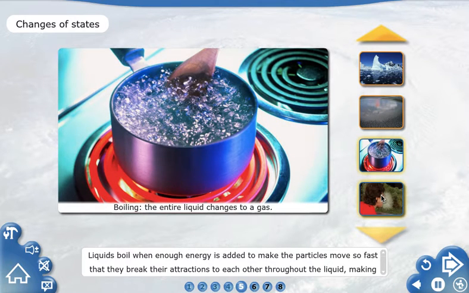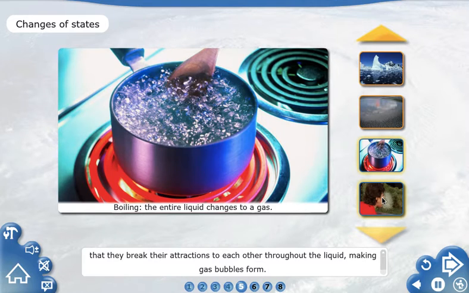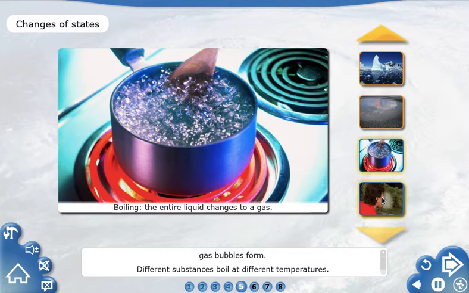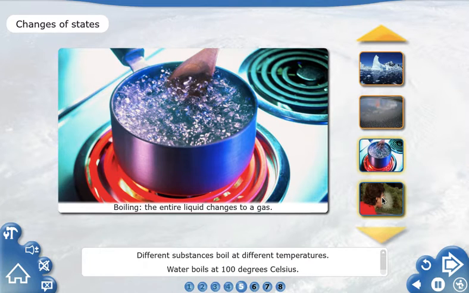Liquids boil when enough energy is added to make the particles move so fast that they break their attractions to each other throughout the liquid, making gas bubbles form. Different substances boil at different temperatures. Water boils at 100 degrees Celsius. Methane boils at minus 162 degrees Celsius.